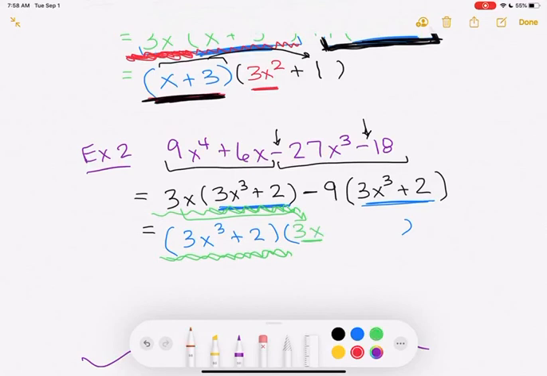Now in my second piece, we're trying to get to this whole negative 9 times the quantity 3x cubed plus 2. I have 3x cubed plus 2. So what times 3x cubed plus 2 will give me negative 9 times 3x cubed plus 2? It's going to be that negative 9.